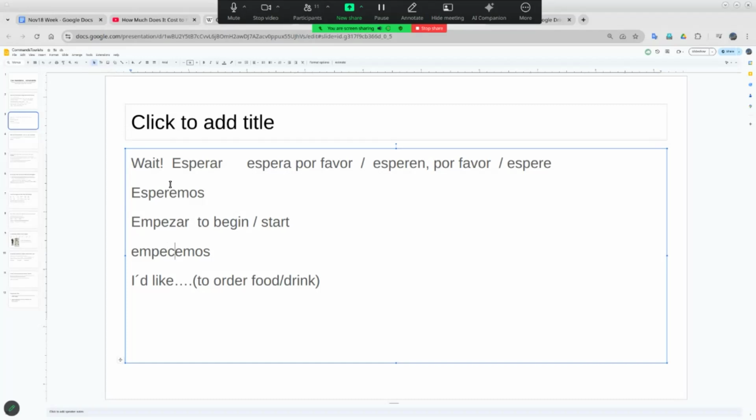Empecemos. Empecemos, but just know when it's written out, it's a spelling thing. That's because there's a rule in Spanish: Z in front of E has to change into C. No biggie. It's a spelling thing. If you're speaking, it doesn't matter.